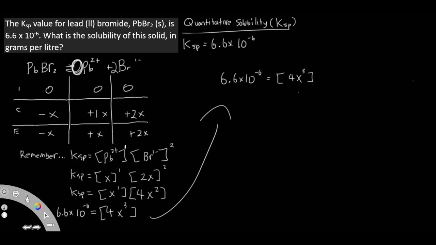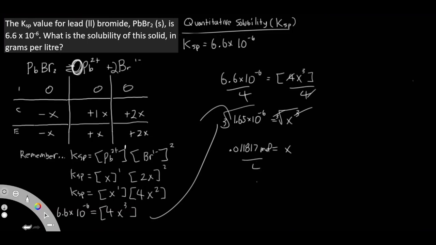We've got to isolate for our x in order to find the solubility of this particular compound. So you're just going to divide by 4. You do it on the right side, you got to do it on the left side. So this cancels out, this cancels out. What you end up getting is x to the 3 is equal to 1.65 times 10 to the negative 6. And then we just need to do the cube root on the right side, and if we do it on the right side to isolate for our x, then you obviously got to do it on the left side over here as well. So our x becomes 0.011817, and of course this is all in moles per liter.